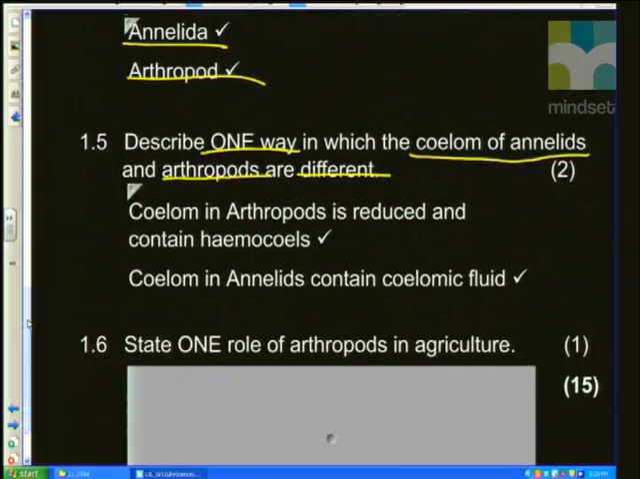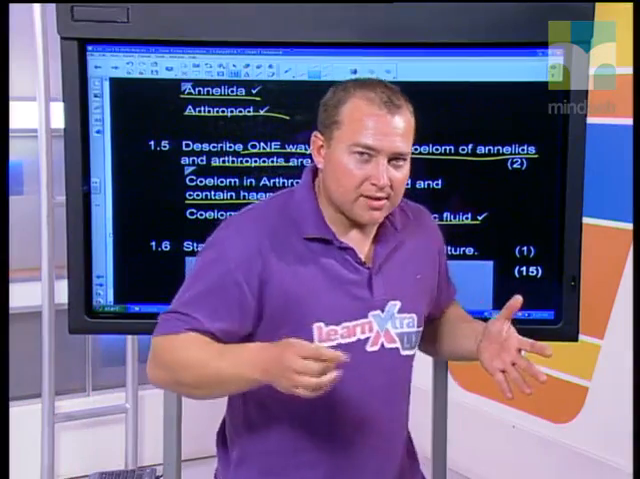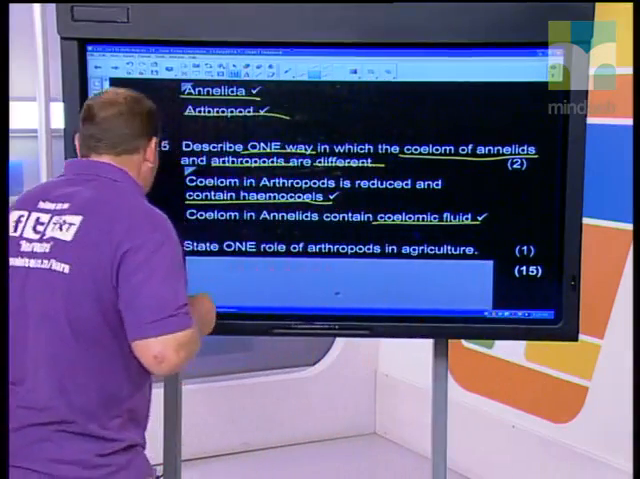It says, arthropods are reduced and contain a hemocoelom. Their coelom is made smaller, and they've got a hemocoelom. The annelids have a coelomatic fluid, which means they've got this thing called a hydrostatic skeleton. Right, their water makes them up and nice and solid. Just remember that. Okay, next one.